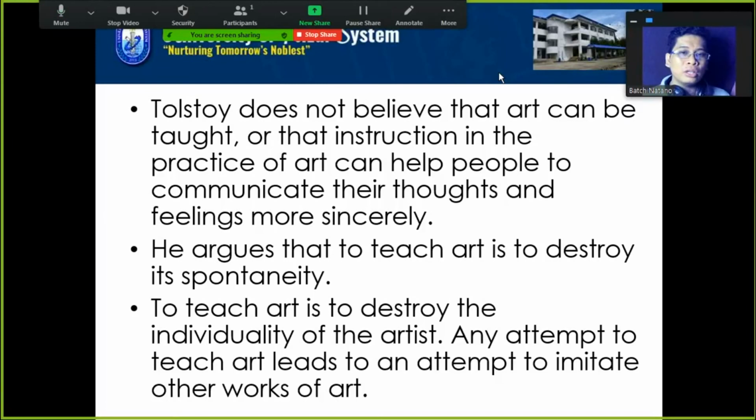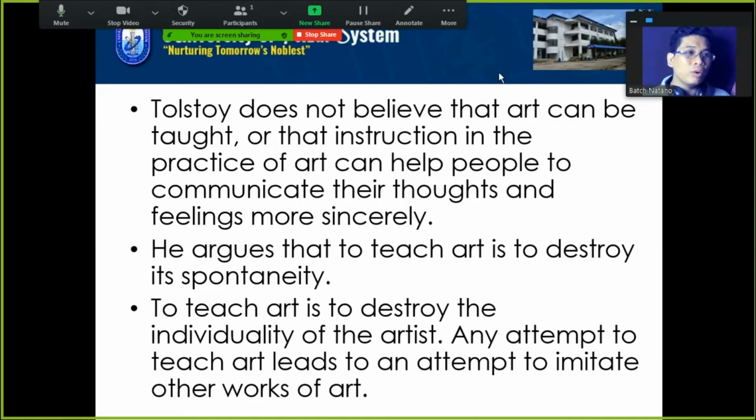Okay? To teach art is to destroy the individuality of the art. Sinasabi ko sa inyo na yung authenticity ng artist mismo, nade-defeat, nawawala. Any attempt to teach art leads to an attempt to imitate other works of art. Okay, kaya yung authenticity, yung individuality ng artist nawawala.